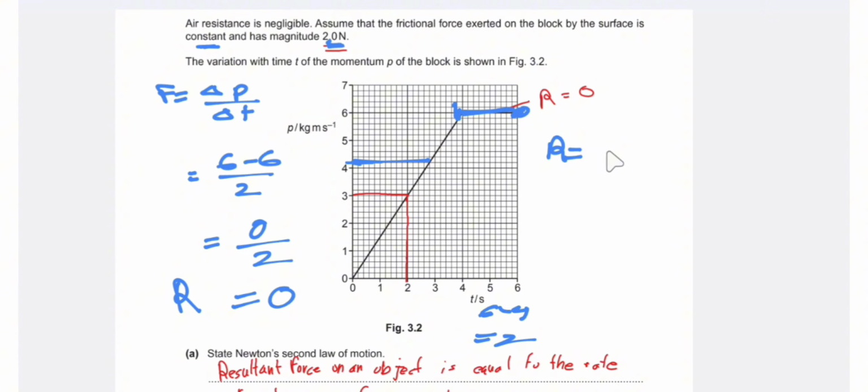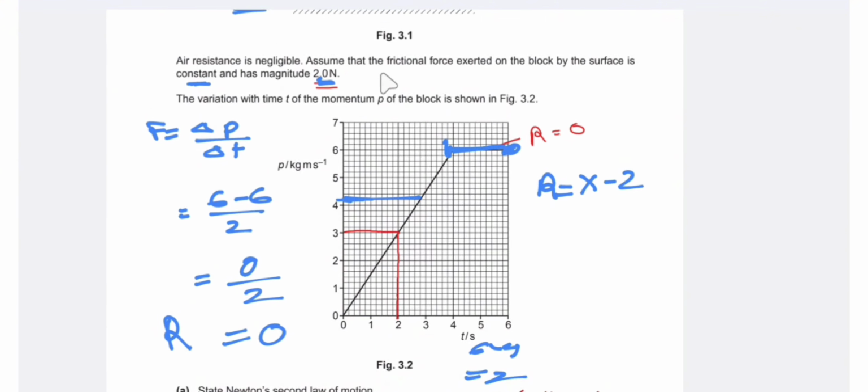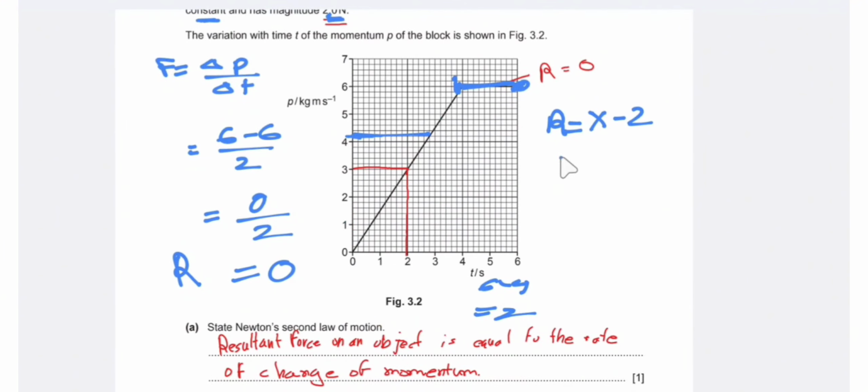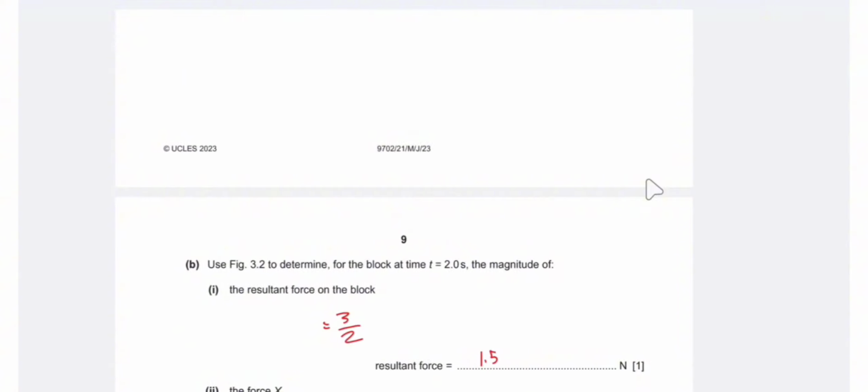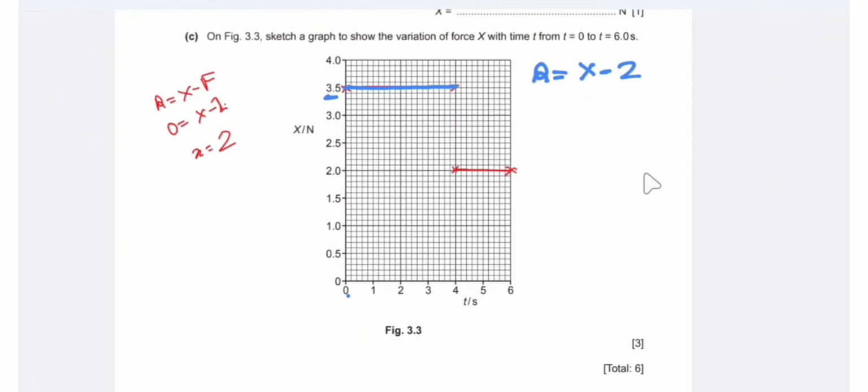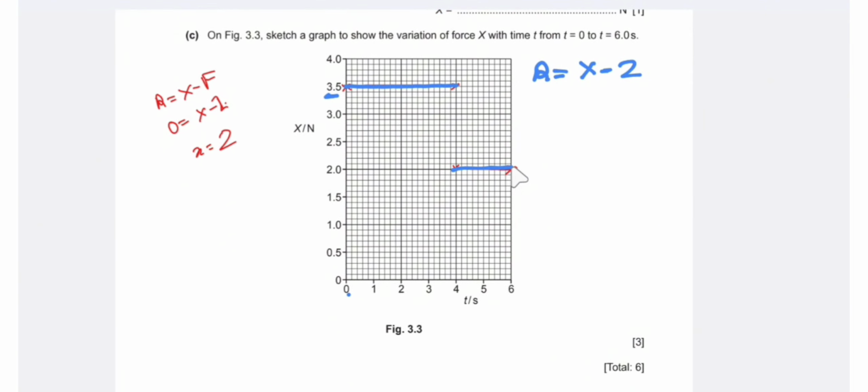And since the resultant force is equal to forward force X minus backward force of 2 Newton, and the resultant force is 0, so 0 is equal to X minus 2. So X comes to be 2 Newton. This value is also constant. So the value of X is 2 Newton from time t is equal to 4 to time t is equal to 6 seconds.